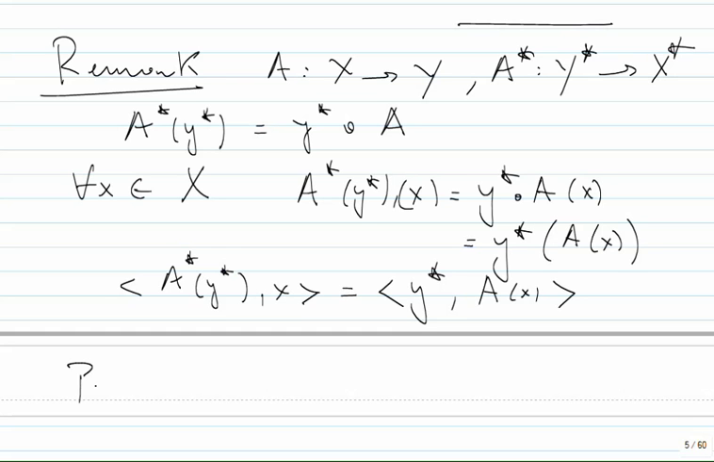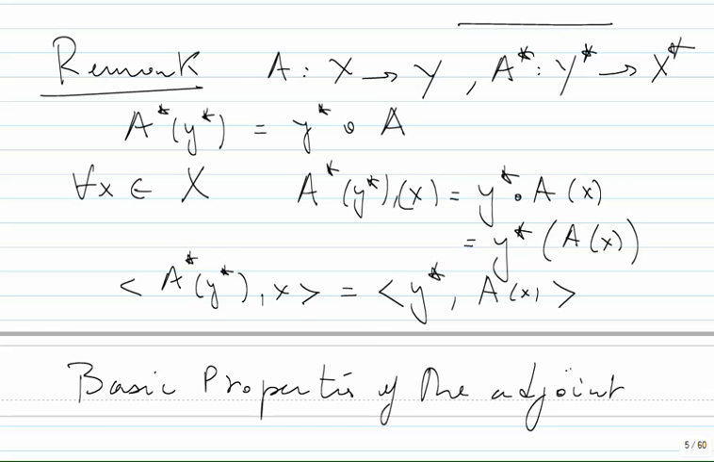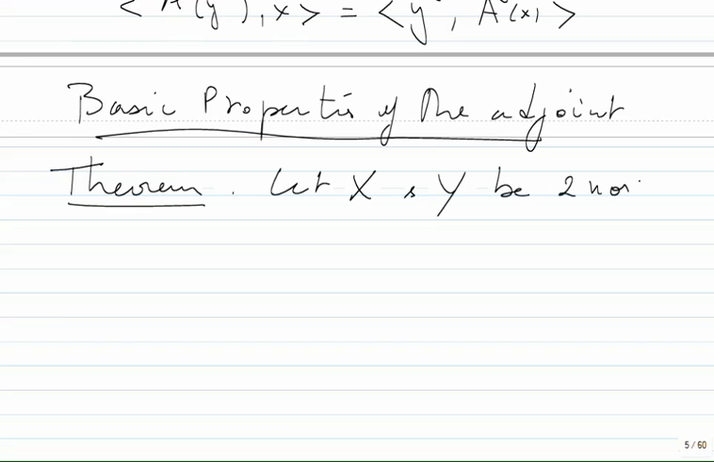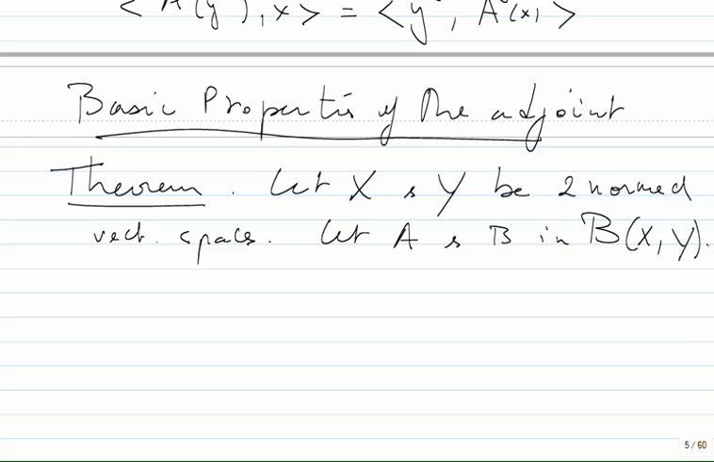Some basic properties of the adjoint. Okay. So we have a theorem. Let X and Y be two normed vector spaces. Okay. Let A and B be in B of X, Y, meaning bounded linear operators.